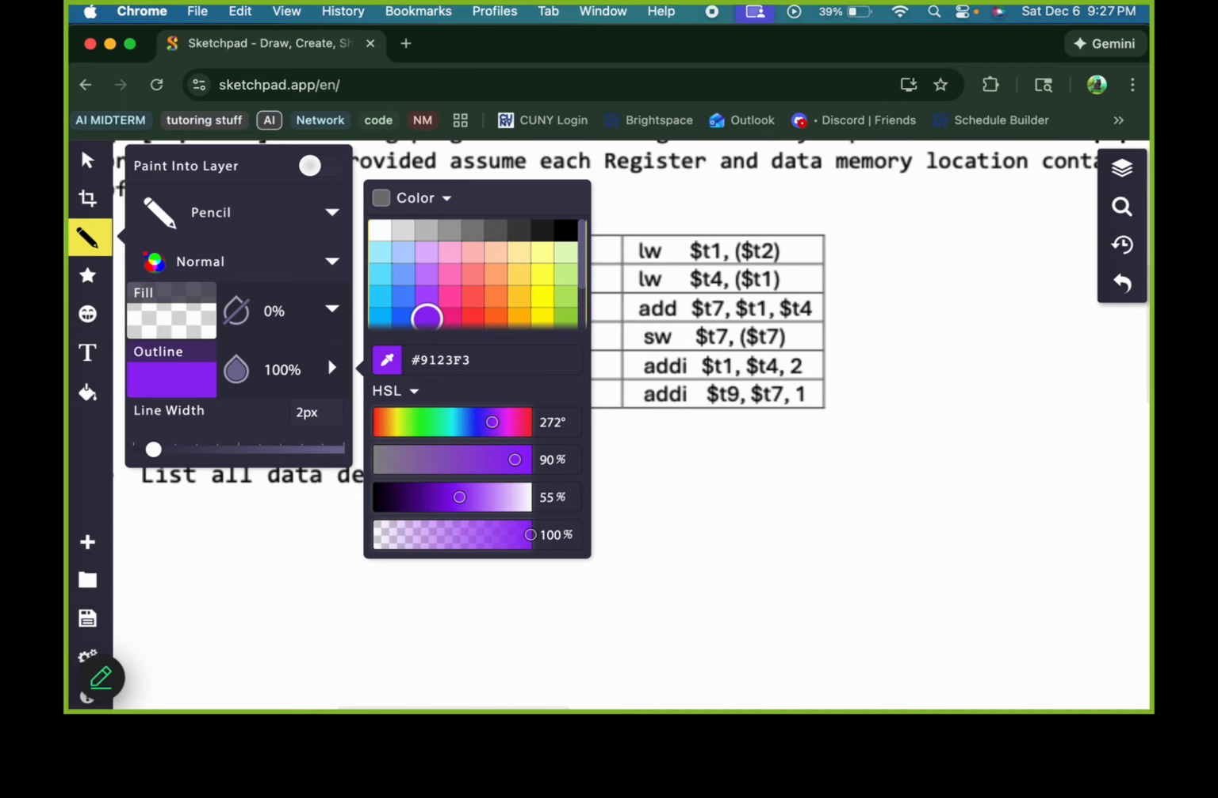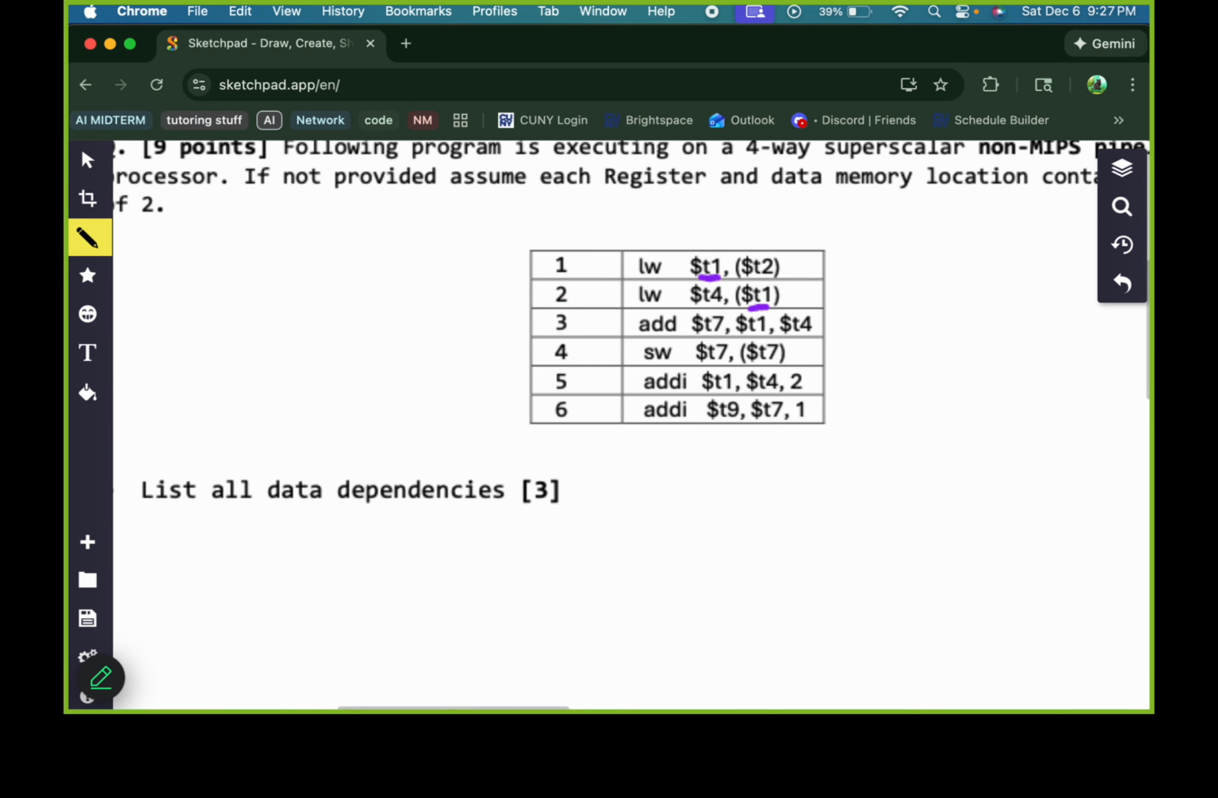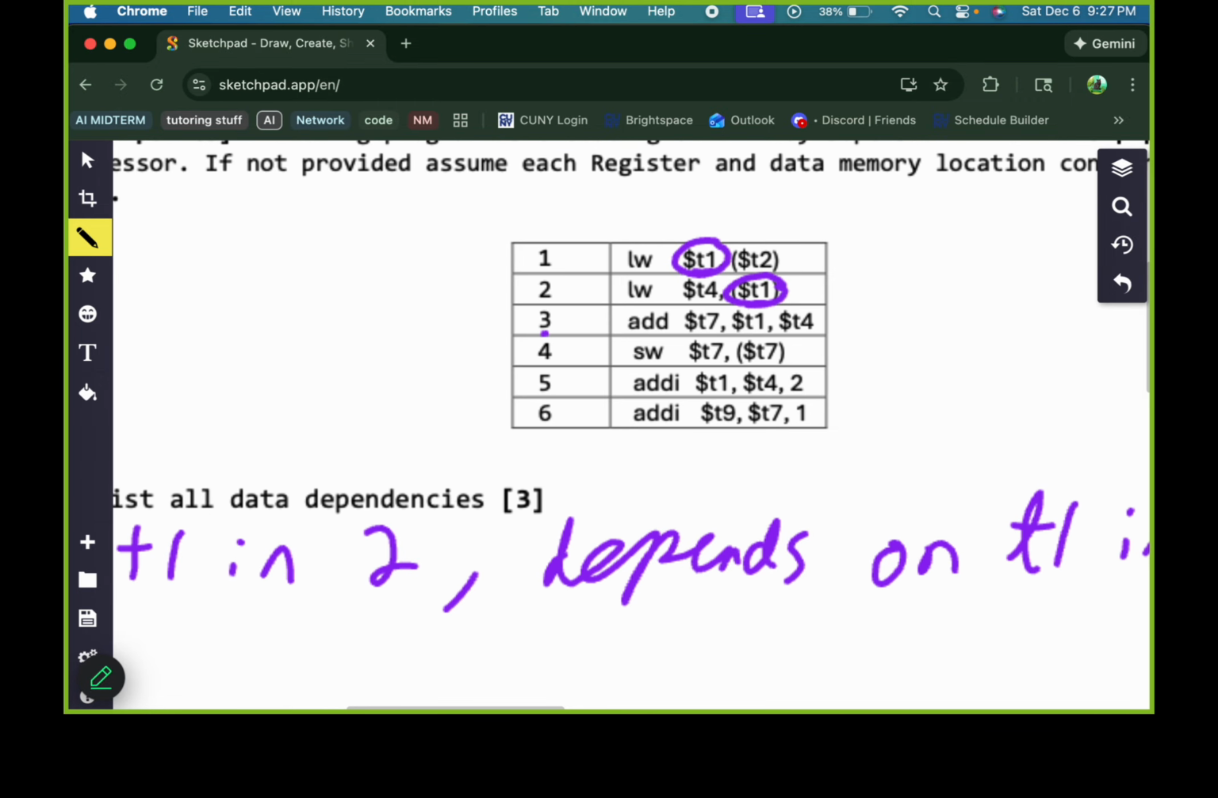So let's see. We have a load word, T1 and T2. Well, it's the first instruction. No data dependencies there. The second instruction. Notice we have T1 here. We also had T1 here. This T1 in instruction 2 depends on this T1 in instruction 1. And that's all I would say. T1 in 2 depends on T1 in instruction 1. That's literally it.